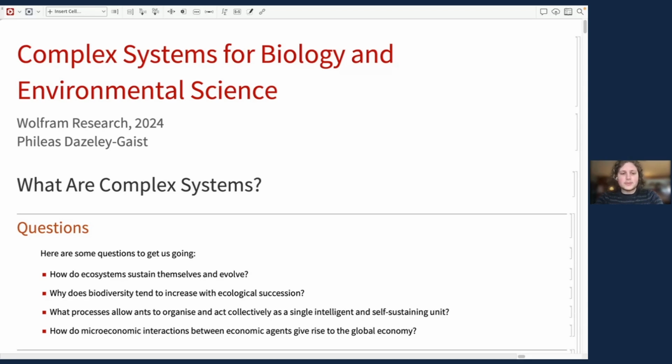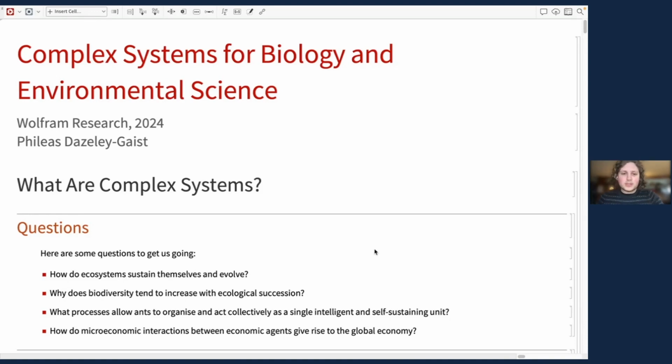So how do ecosystems sustain themselves and evolve? Why does biodiversity tend to increase with ecological succession? What processes allow ants to organize and act collectively as a single intelligent and self-sustaining unit? And maybe a human example, how do microeconomic interactions between economic agents give rise to the global economy?